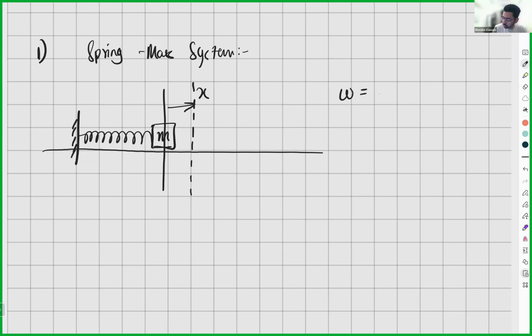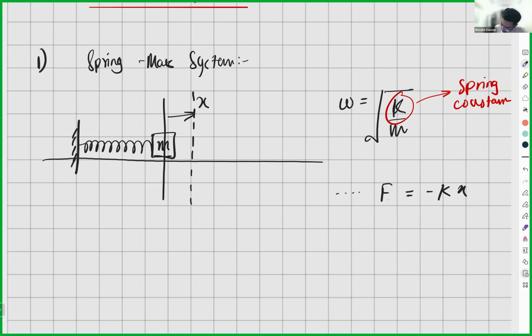Here omega was root of k by m, where k is the spring constant. This is the angular frequency of the motion, of the SHM. Why does it happen? It happens because the restoring force is minus kx, where k is the spring constant.